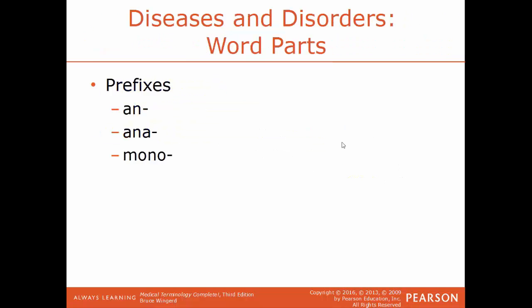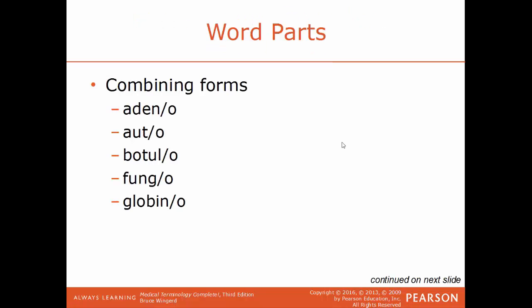All right, now we'll talk about some diseases and disorders and word parts. First group, we'll talk about the prefixes. First one, an, means without or lacking. Ana means up or apart or backward or again. And mono means one.